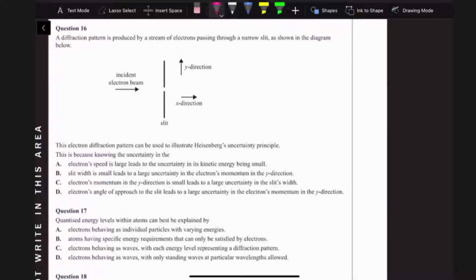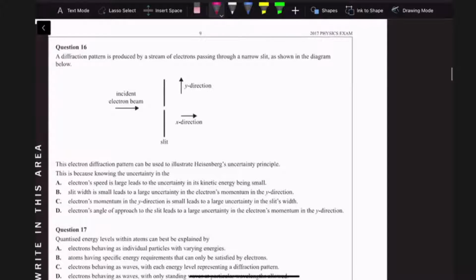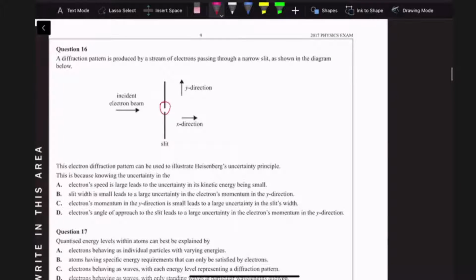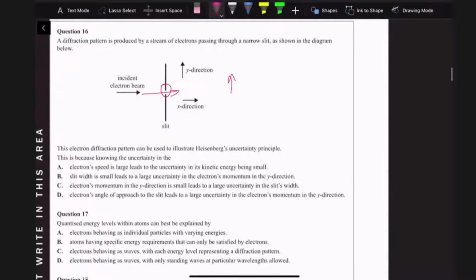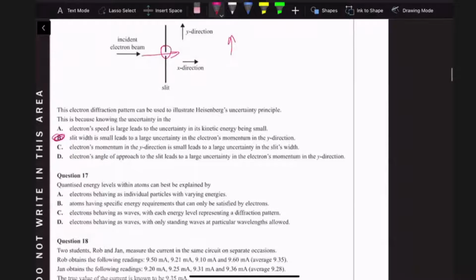So this one's about Heisenberg's uncertainty principle. And we know the slit here was introduced to lower the uncertainty in where the beam is going through. But because we've lowered the uncertainty there, the momentum in the y direction is going to increase because we can't have low uncertainty for both of these things. So the answer that corresponds to this is B.